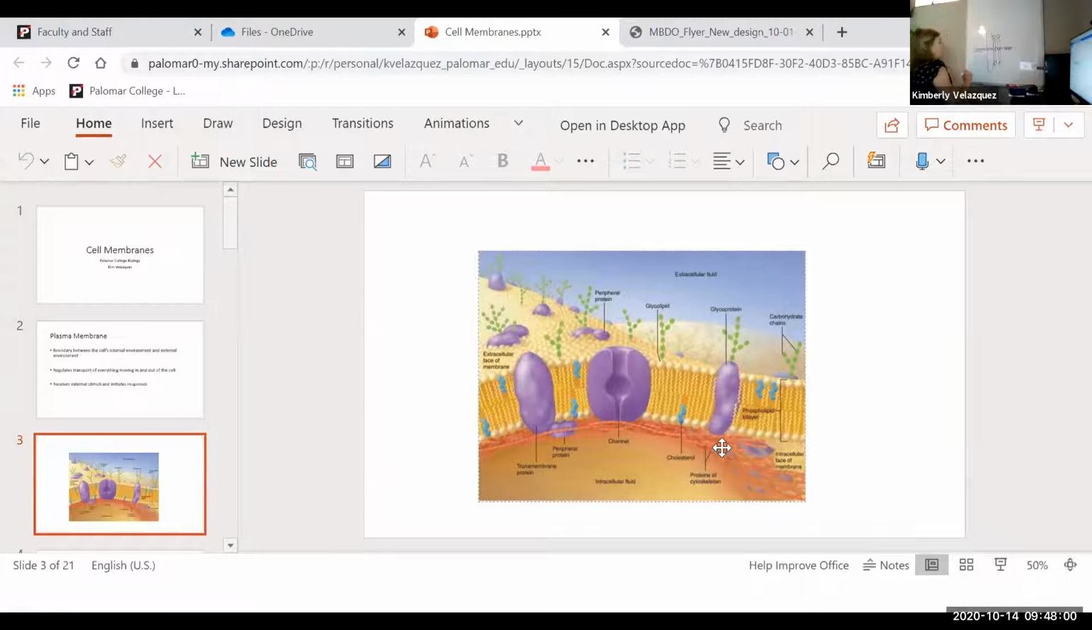So trans means across. So this means across the membrane. The transmembrane proteins are going to interface with the outside of the cell and the inside of the cell. Extracellular fluid is usually abbreviated ECF. And intracellular fluid is usually abbreviated ICF.